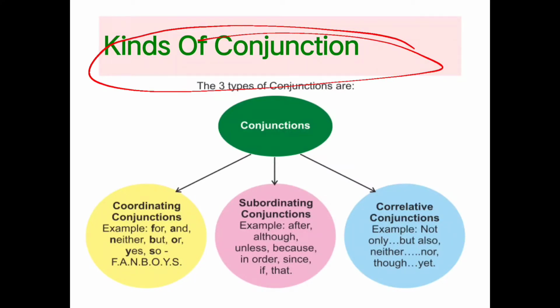So what we have learnt till now is that conjunctions are the words which are used to connect sentences, words, phrases and clauses. They can be of three kinds. Number one is coordinate conjunction, number two is subordinate conjunction, and the third one is correlative conjunction. Now we will learn in detail the different kinds of conjunction.